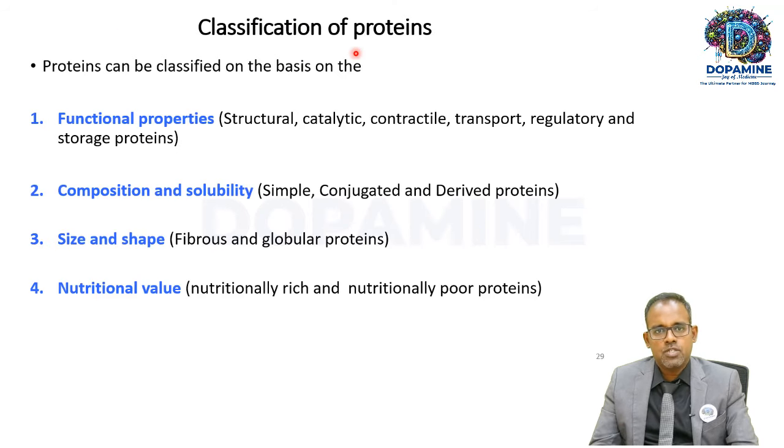So this is how proteins can be classified based upon their functions. For example, it can be a structural protein, catalytic protein, contractile protein, transport protein, regulatory protein, or storage protein. Based upon composition, it can be a simple, conjugated, or derived protein. Based upon size and shape, it can be a fibrous protein or globular protein. Based on nutritional value, it can be nutritionally rich protein, which contains almost all the 20 amino acids, or nutritionally poor, which contains only a few amino acids, not the major part of the amino acids essential for protein synthesis in our body. This is how you can classify protein.